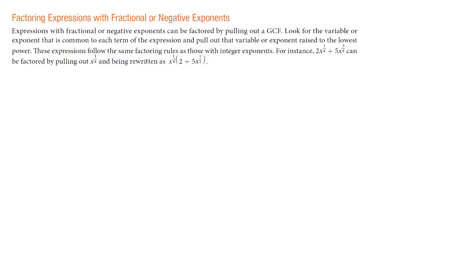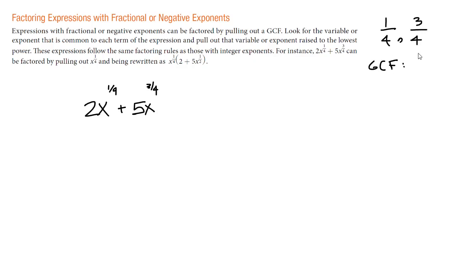Factoring expressions with fractional or negative exponents. Again, we use this greatest common factor idea, or the GCF. So we're looking for the variable or exponent that's common to each term. The example we have here is 2x to the power 1/4 plus 5x to the power 3/4. And what 1/4 and 3/4 have in common is 1/4. So the GCF is x to the power 1/4. So I have to pull out x to the power 1/4.